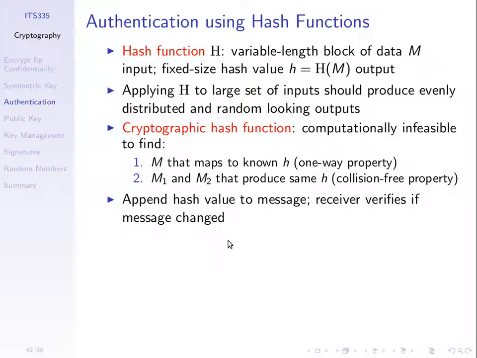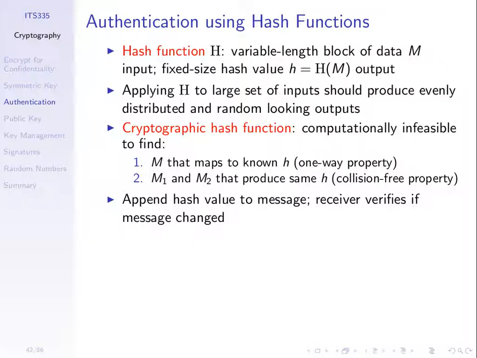So to recap on hash functions, we have some function that takes some usually arbitrary size input, any length input, m. And it produces a fixed size, usually small, output, h, the hash value. And we said some of the properties. The two main things that we care about are the one-way property and the collision-free property.